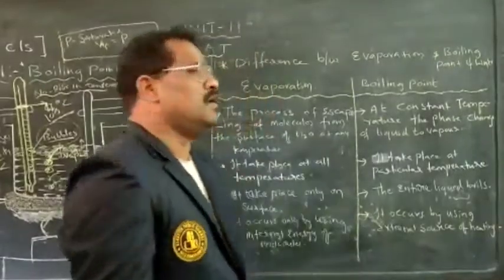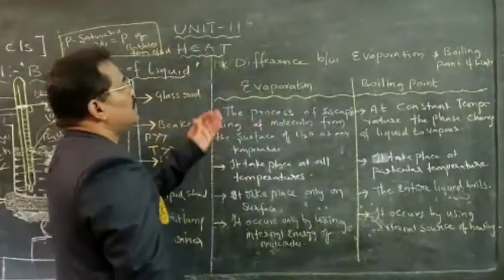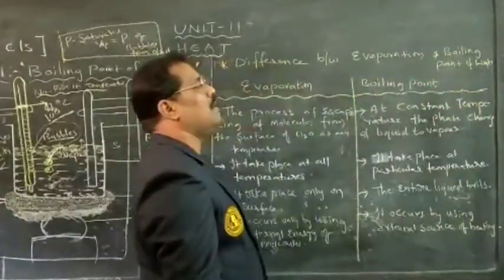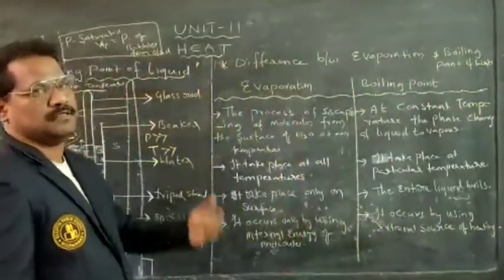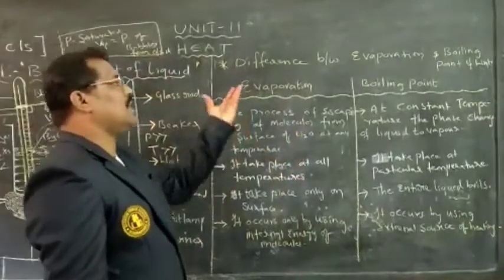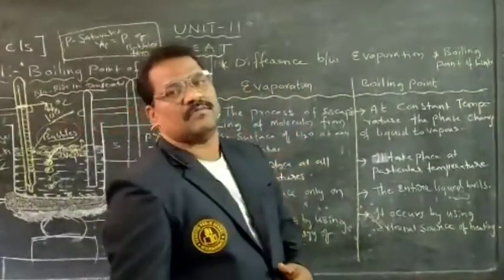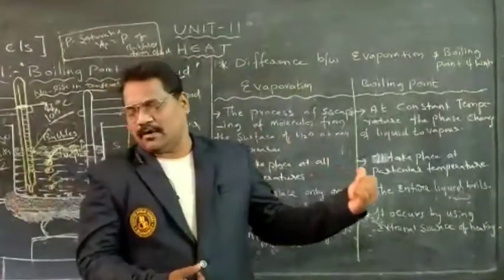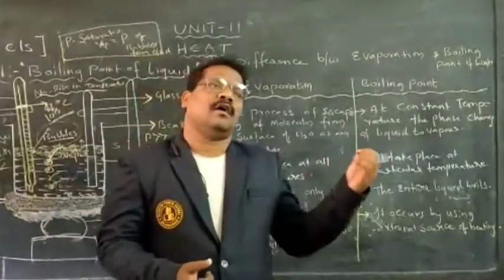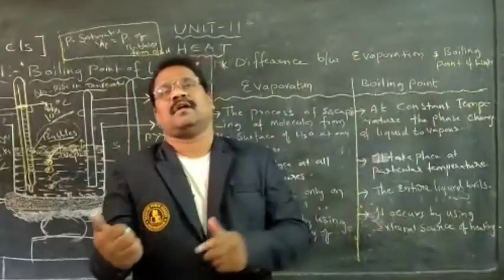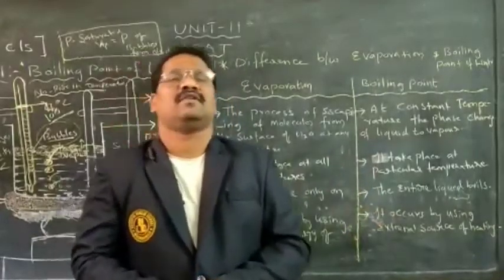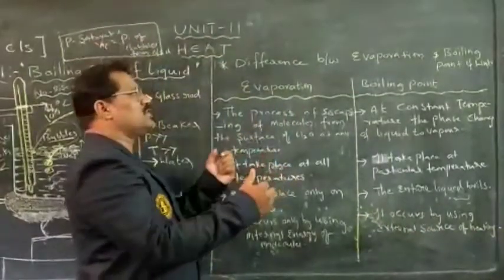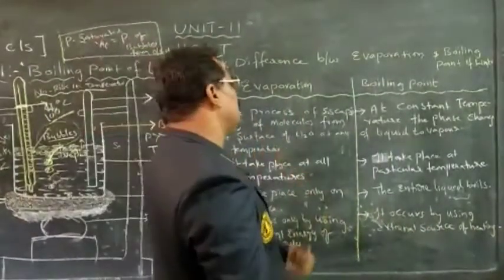Okay, children. The next topic is the differences between evaporation and boiling of a liquid or any other substance. We have studied about evaporation as well as boiling. In activity 10, we studied evaporation. Simultaneously, in activity 11, we studied what? The boiling of a liquid. What are the major differences between these two things? Let me see.